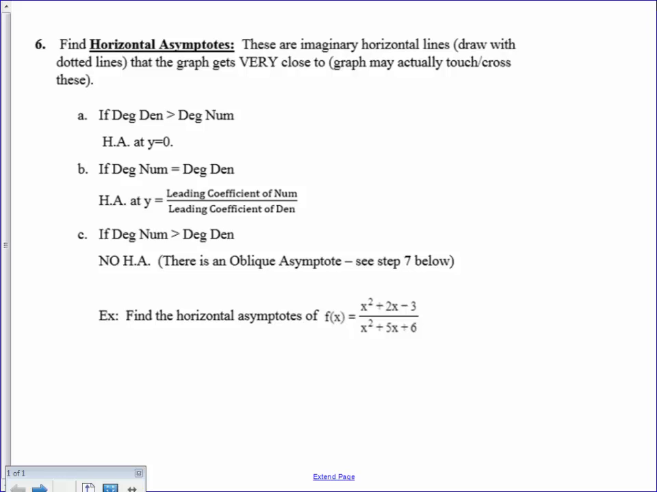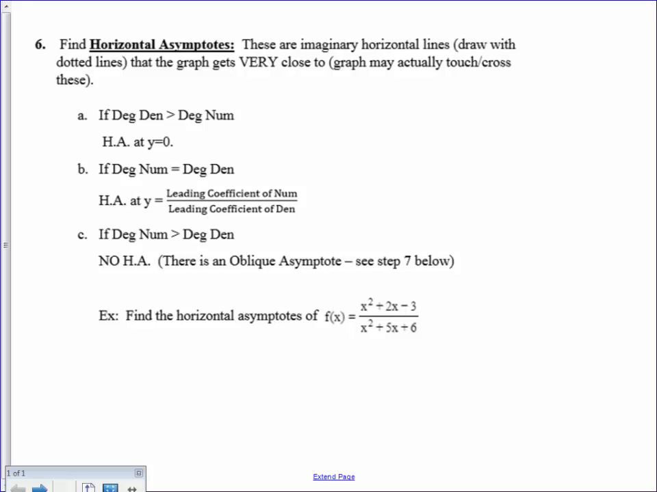The sixth step in graphing rational functions is to find horizontal asymptotes. These are imaginary horizontal lines. You draw them with a dotted line, and your graph will get very, very close to these values. Your graph might actually touch or cross these horizontal asymptotes. Remember that vertical asymptotes are similar to these, but your graph can absolutely not touch or cross vertical asymptotes.